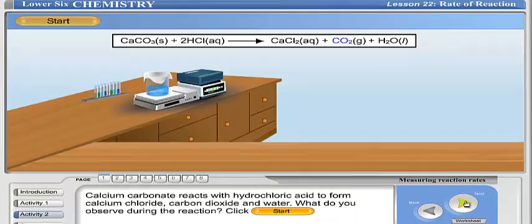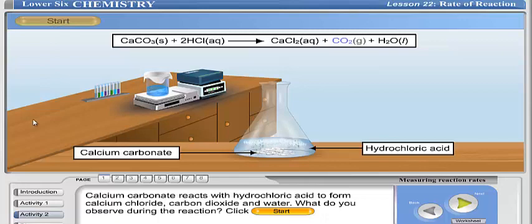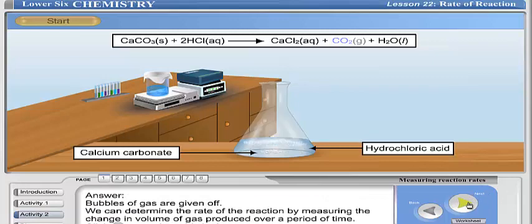Calcium carbonate reacts with hydrochloric acid to form calcium chloride, carbon dioxide, and water. What do you observe during the reaction? Click the Start button. Answer. Bubbles of gas are given off. We can determine the rate of the reaction by measuring the change in volume of gas produced over a period of time. Click Next to see how this is done.